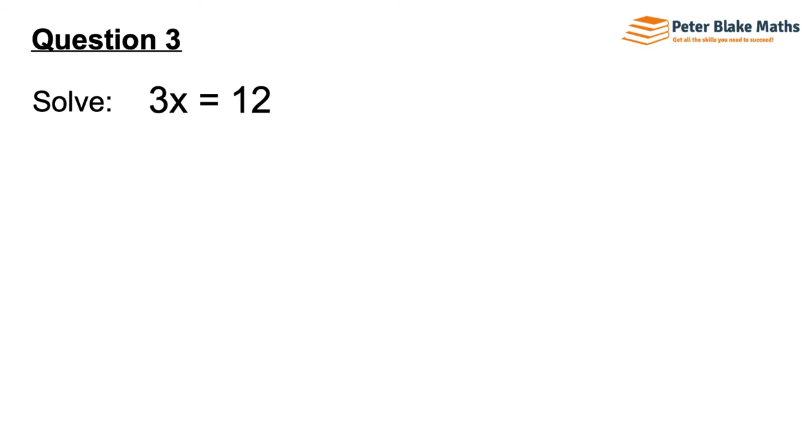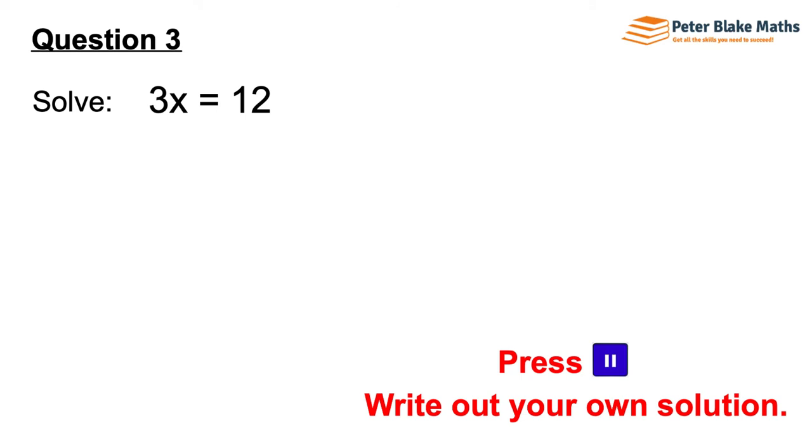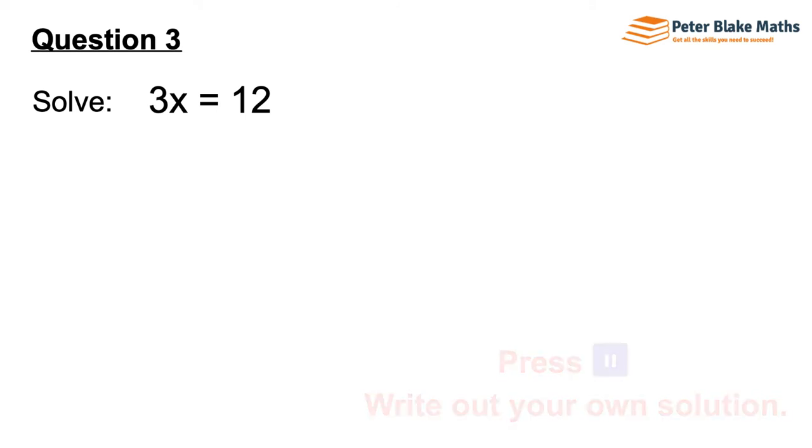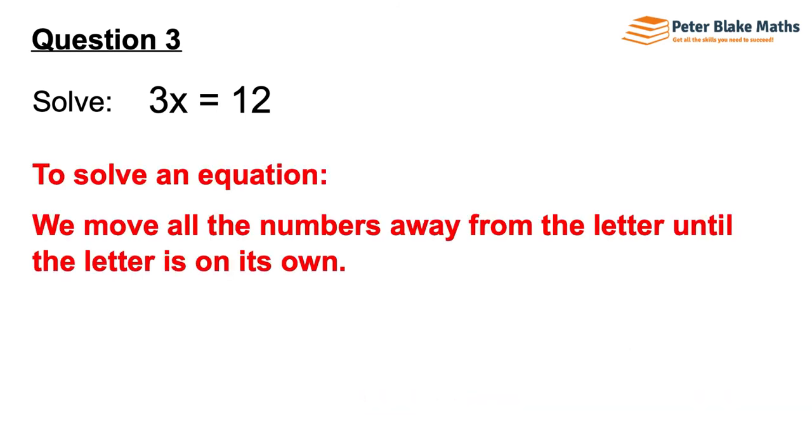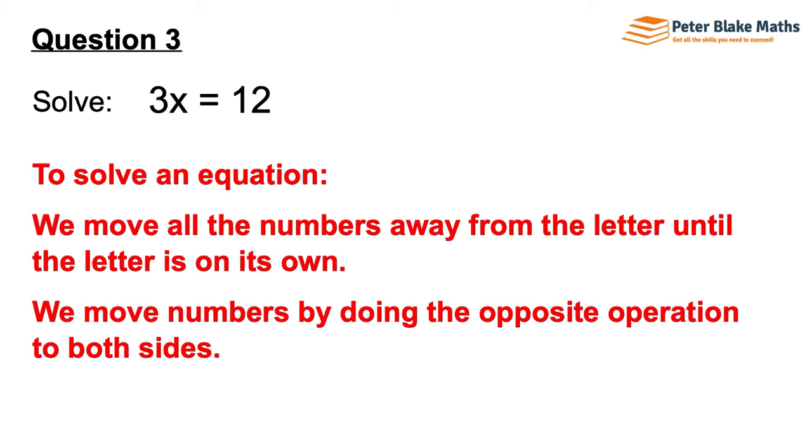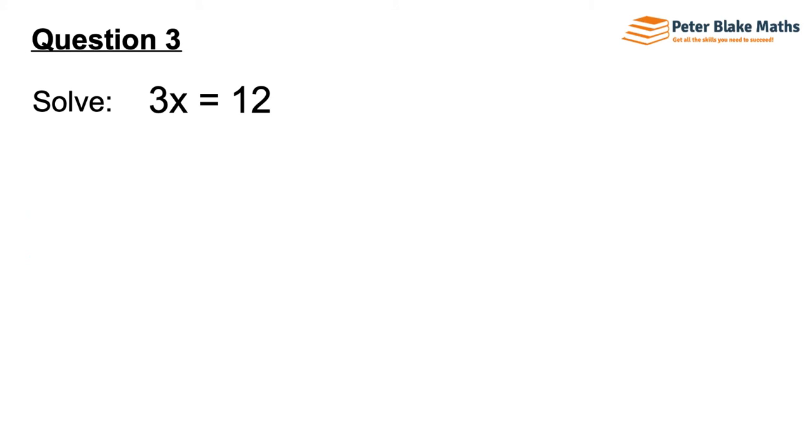Question 3. Solve 3x equals 12. Once again, to solve an equation, we move all the numbers away from the letter until the letter's on its own. We move numbers by doing the opposite operation to both sides. Now the 3 is beside the x, and in algebra terms it's multiplying by the x.